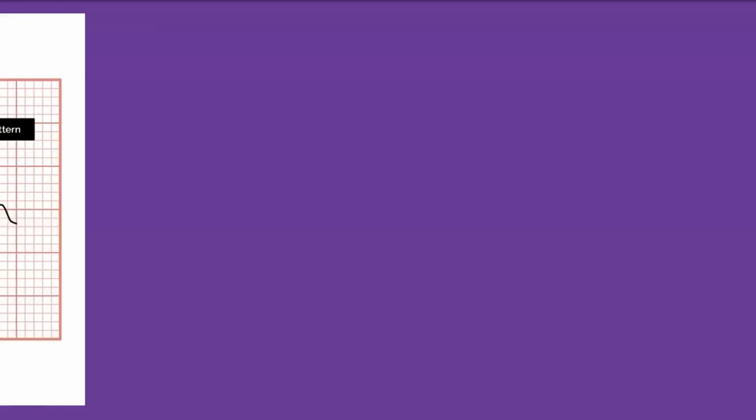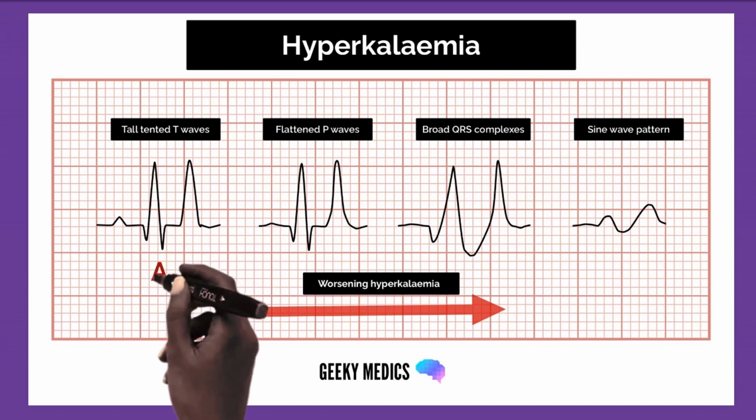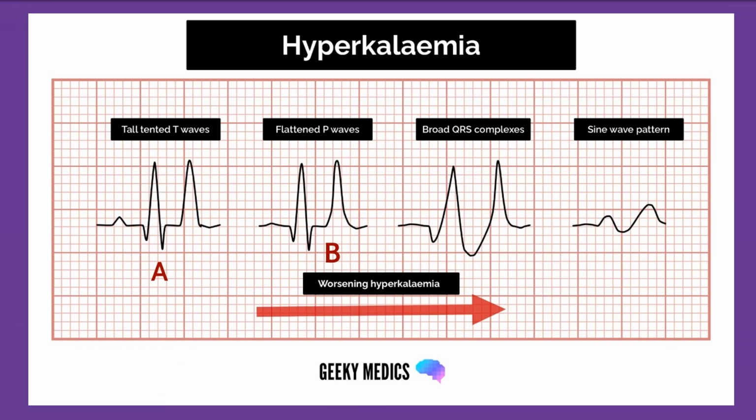Very good. And so on this slide, I want to show something I got from online, Geeky Medics. I do not own this picture, so this is something I got from Geeky Medics, the various hyperkalemia changes. So I'm going to label them A, B, C, and D. And then as you can see the red arrow showing, these changes vary with the level of hyperkalemia.